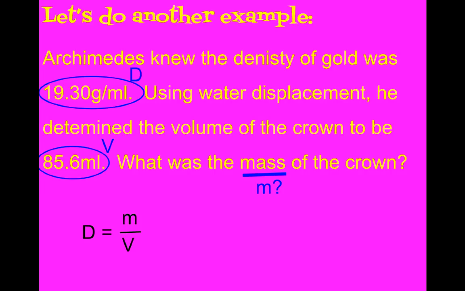Yes, indeed, we have the density formula. But what's wrong with the way the formula is written right now? If you guessed that the m is not by itself on the left, then you got that correct. So we need to get the m by itself. In order to do that, we're going to multiply the right-hand side by v, but if you multiply the right, you have to multiply the left as well. On the right-hand side, the v's cancel. So I'm going to rewrite this so the m is on the left-hand side, and m is d times v. Mass is density times volume.